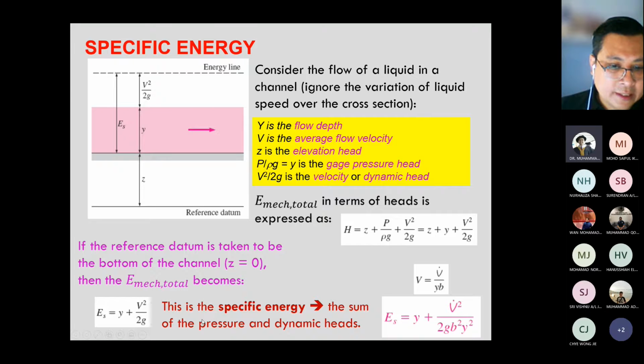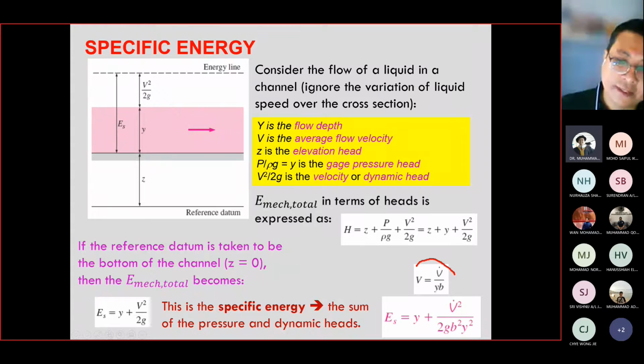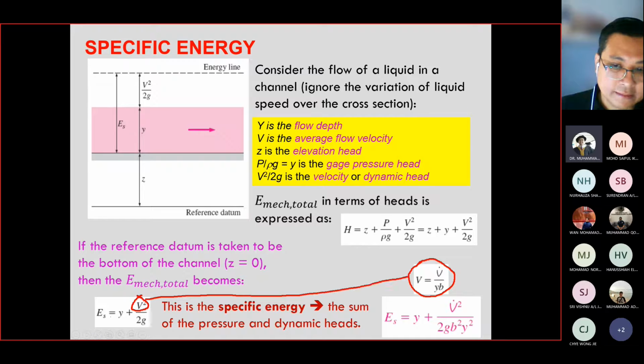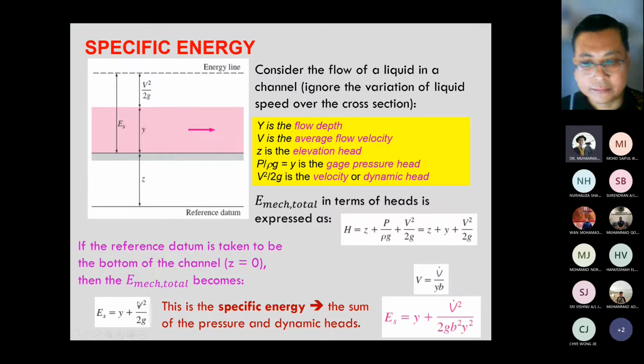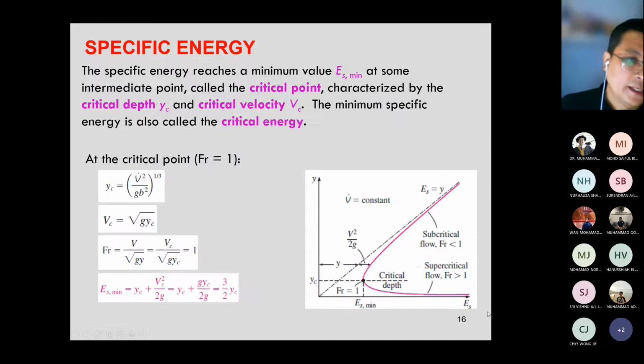Okay, in the specific energy, pressure and dynamic, oh, we can change this to another form. If we consider V equal to V dot, the volume rate, divided by yb, so we can change this one. And then finally, we can simplify the energy formula.